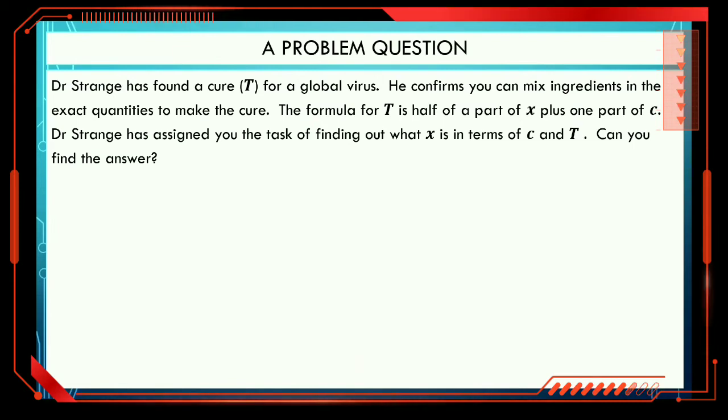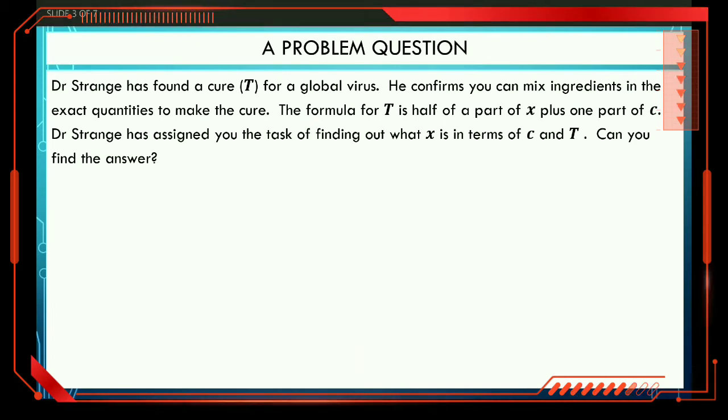In order to answer this question, we have to first take out all the key pieces of information. So if we start right from the beginning, Dr. Strange has found a cure, T. So this cure is called T. So I'm just going to write T. He confirms you can mix ingredients in the exact quantities to make the cure. Now we don't know what these ingredients are yet.